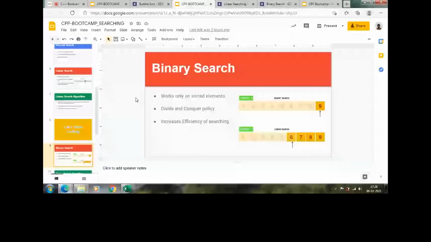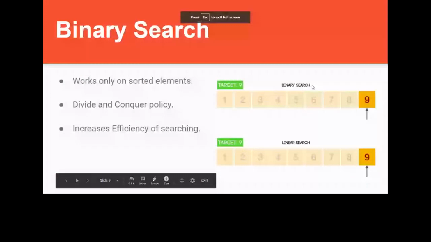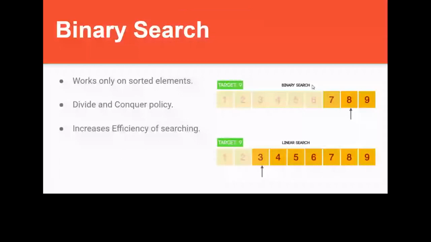Binary search works only on sorted elements, so the array has to be sorted. It works on the divide policy. It first splits the data set into two, and then it looks for the elements separately. It also increases the efficiency of searching.